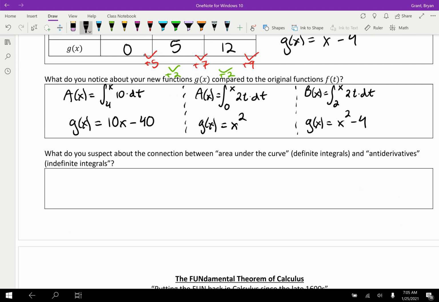What are those connections? Take a quick second, write it down. Can you come up with a way, a formula maybe, to convert our area function into our g of x functions?